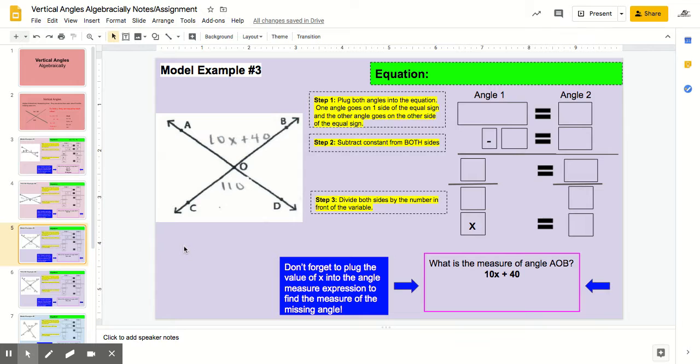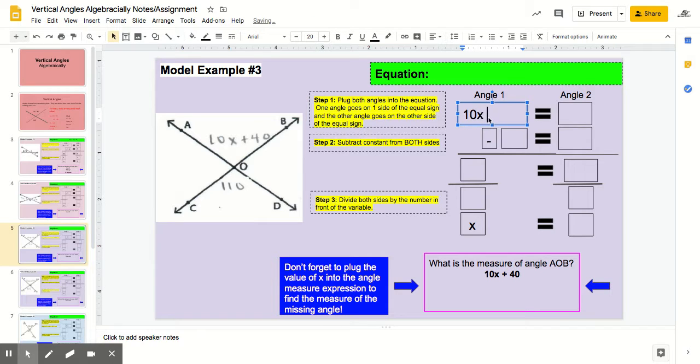Let's look at example 3. Okay, again, I have a pair of vertical angles. This angle that's 110 degrees and this angle that is equal to 10x plus 40 degrees are vertical angles. I first got to figure out what x is equal to. So I got to plug in my first angle in this first text box right here. Again, I always start with the angle that has the variable in it. So this is 10x plus 40. Okay, and my second angle is equal to 110 degrees, so I'm going to plug in 110 there.